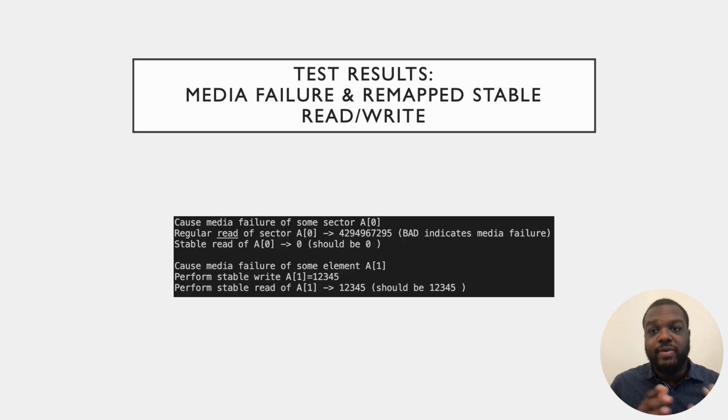Next, I simulate another failure at A sector 1, and then I perform a stable write setting A sector 1 to 12345. The final stable read returns 12345, which proves that stable write still succeeds even when the original sector on disk A is bad, because the write can be forwarded to a spare sector and kept consistent through both copies. With crash recovery and bad block handling both working, the stable storage system remains reliable under the main failure scenarios required by the project.